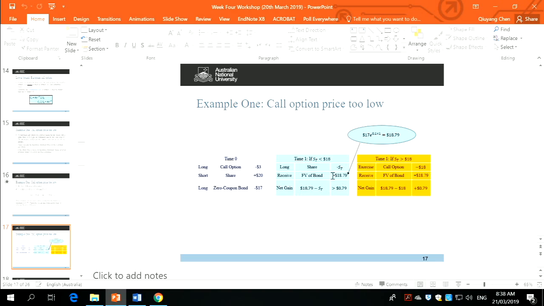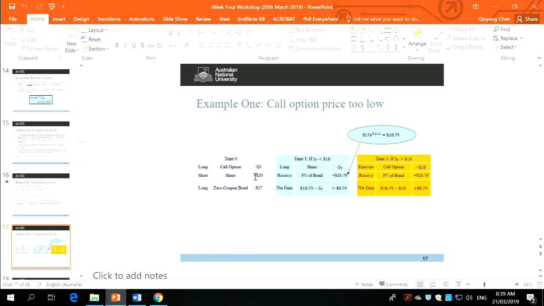Right. So basically, the way you think about where we get this $17 is that we short the share, right? So the share is currently 20. So $20, we have $20 cash proceeds. We use the $3 out of 20 to buy the call option. And the remaining goes to the zero coupon bond. That's how you think about it.